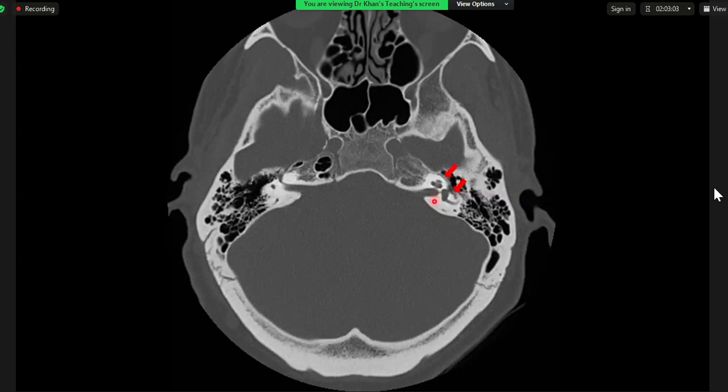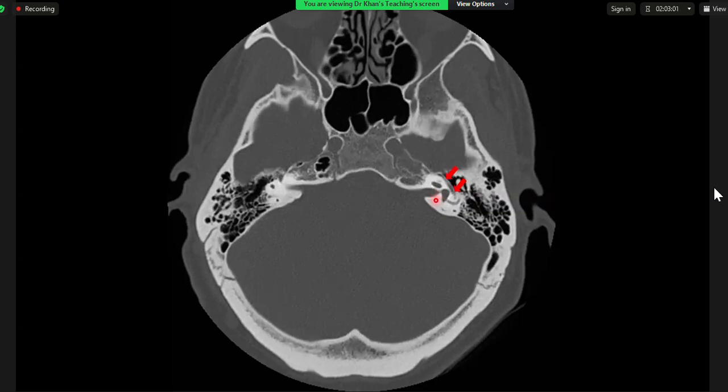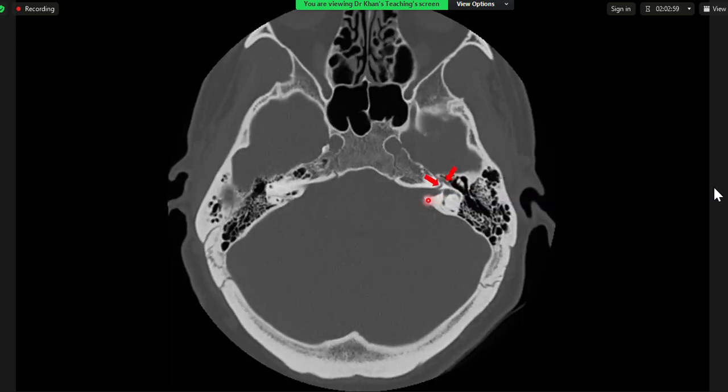Now go superior to the cochlea. So I am now going superior. Here you are. As I go superior, you can see this linear line. So this is the facial nerve. It goes anteriorly, and you can stretch your imagination. If you know your theory, you can make your anatomy. Here will be the geniculate ganglion. And from the geniculate ganglion, it will turn on itself.